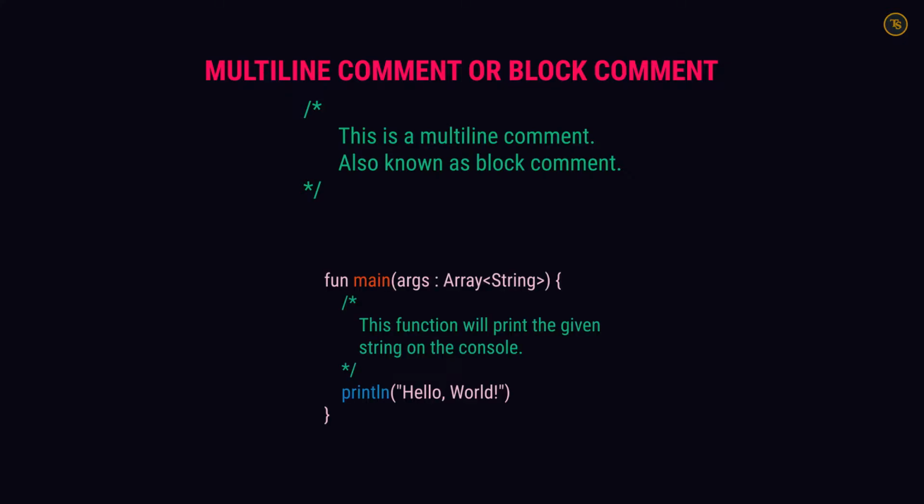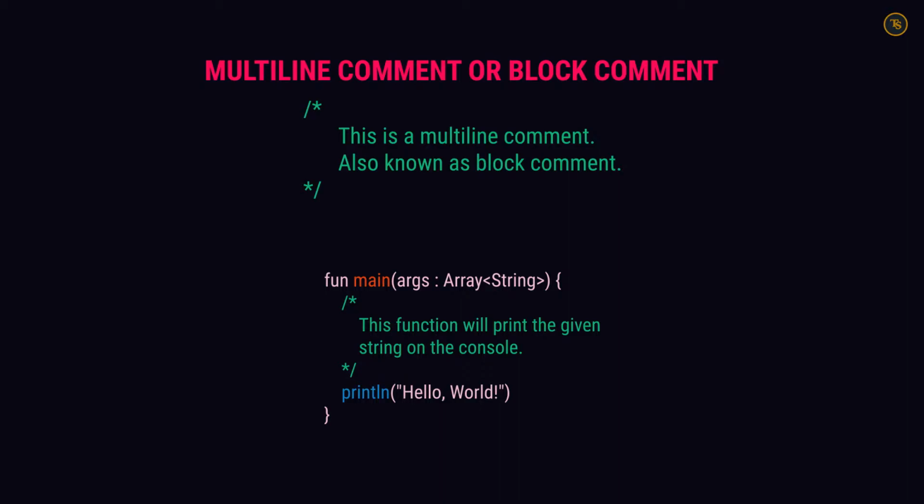Another type of comment is the block comment. Block comments are generally multi-line comments. To start a block comment, use /* and then write the comment you want to add. To end the block comment, use */ again. For example, here we have used block comment to explain about the function println.